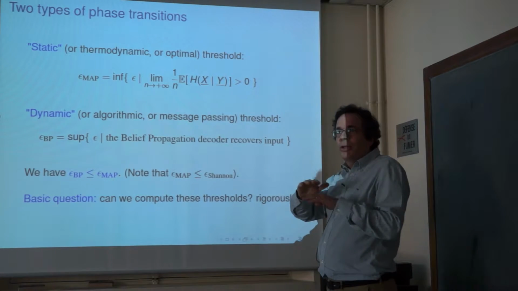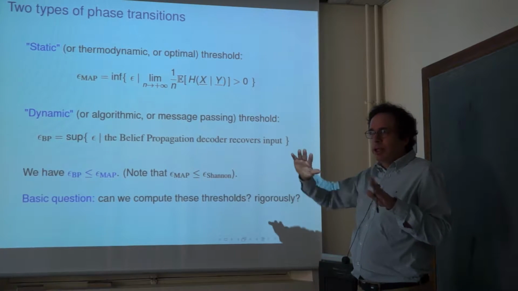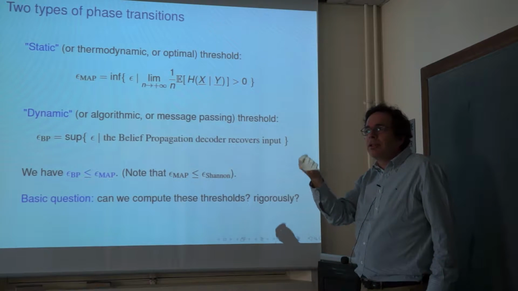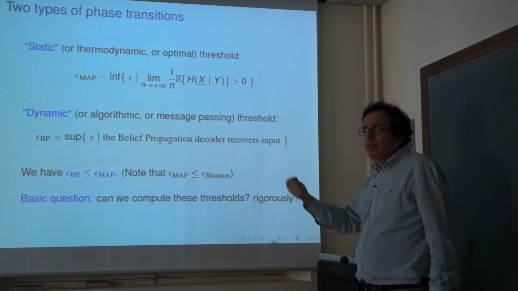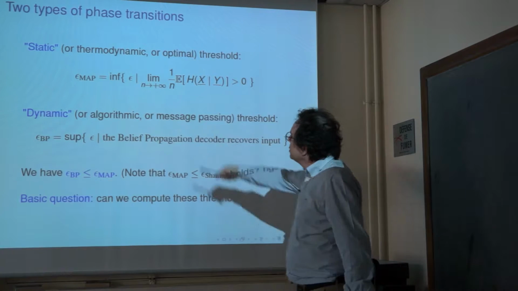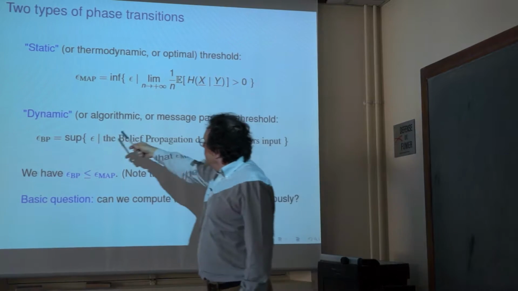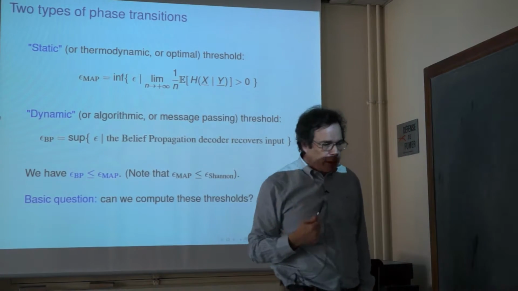One can show it's a continuous function, okay, but it's flat and then it goes up. So epsilon map is, okay, maybe even in fact the first derivative in this case jumps, okay, but at least you know it's not analytic. So this is what I call thermodynamic or optimal phase transition. Then you have a second type of phase transition I call dynamic or algorithmic.